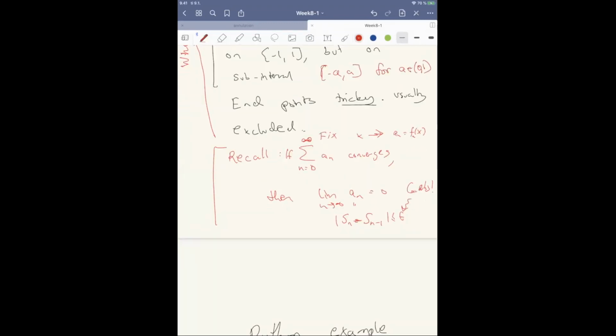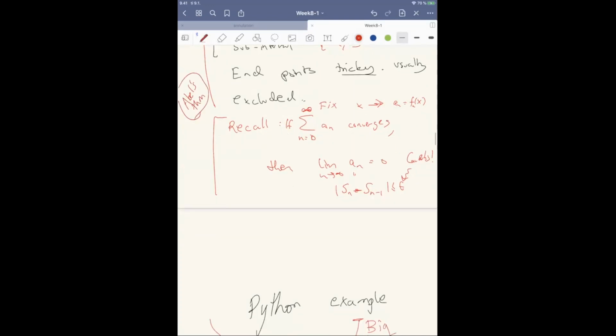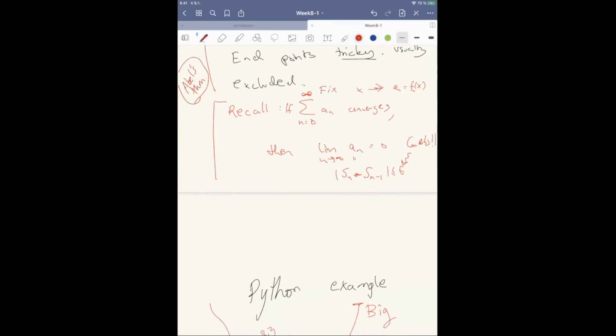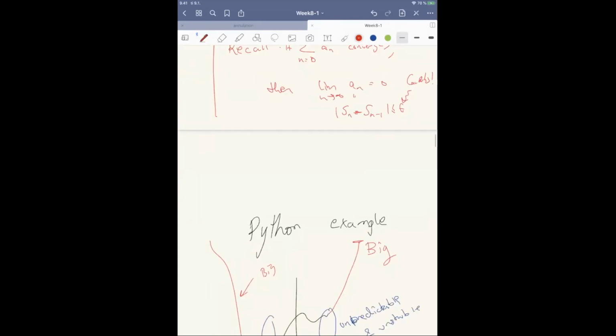This topic is covered in Tao, where he talks about Abel's theorem. I will not talk about it in the core lectures. I'll do a little supplementary video to talk at least about the statement, but we will not focus on that. That creates some trickiness at the endpoints.